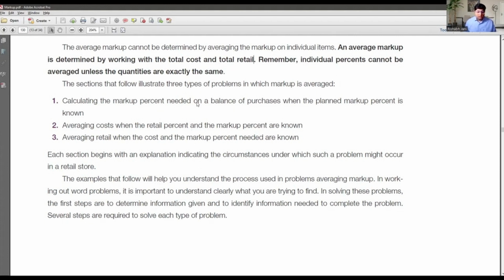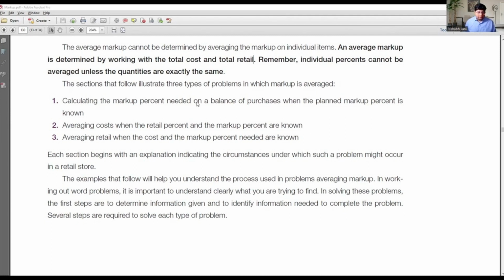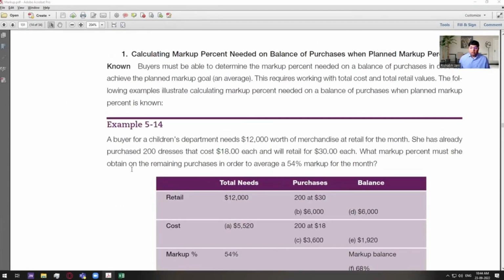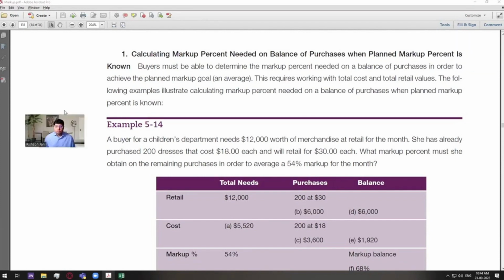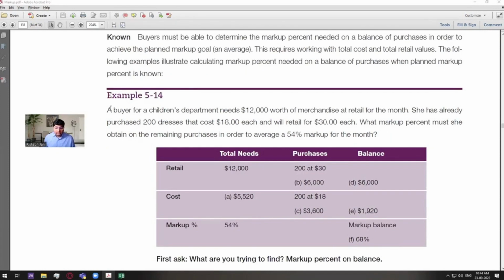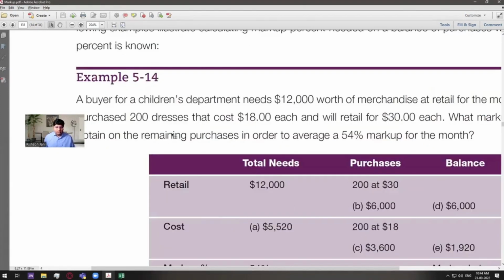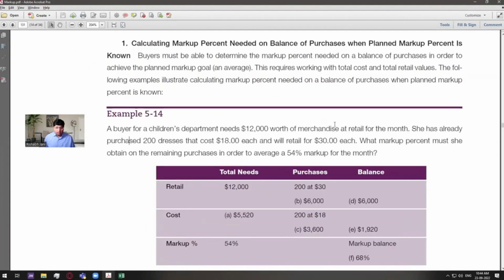So I'm going to share my screen, just sharing this document. We're going to go to the first one, calculating markup percentage needed on a balance when planned markup percent is known. So would someone like to read the question here? Example 514. I'm going to zoom in just a little bit more. Anyone read the question?